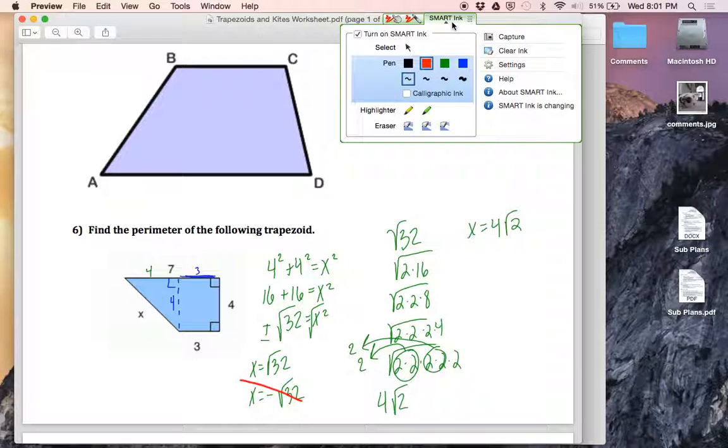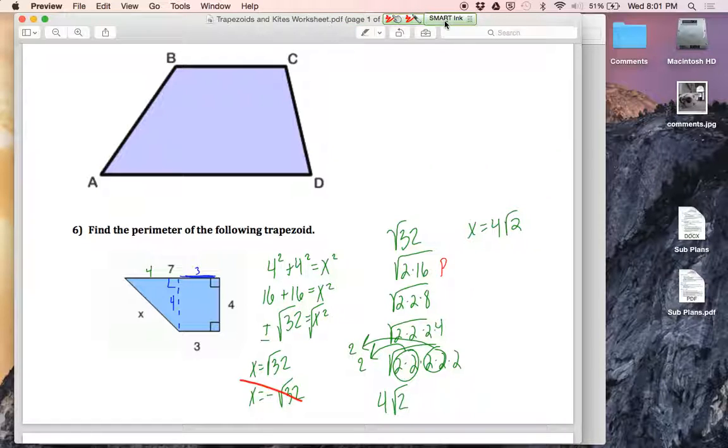So now for the perimeter, my perimeter is 3 plus 4 plus 7 plus 4 square root 2. And so that equals 14 plus 4 square root 2. And I'm going to leave it exact like that.